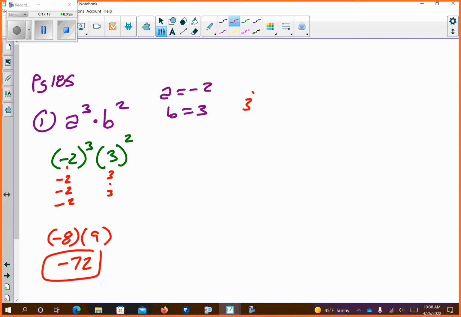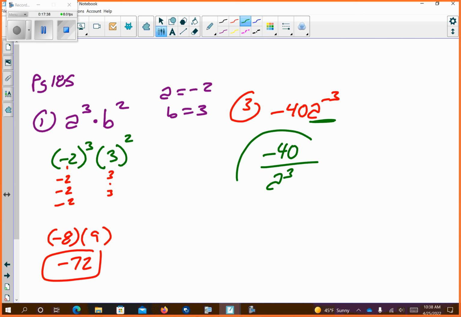Problem number 3. We have -40 a to the -3. So where this confusion starts taking place is the -40 is still going to stay on top. What happens to a to the -3? Goes on the bottom. Why did the -40 not go on the bottom? Because -40 is just -40. It's not a negative exponent.